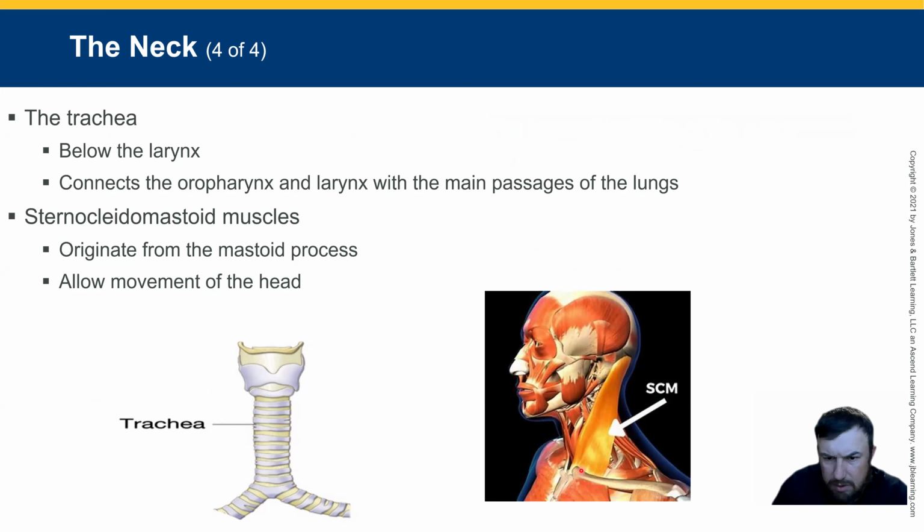It ties back here and then down here, and it keeps everything in line and kind of helps protect. I'm trying to read my notes here. It originates from the mastoid process of the cranium and inserts into the medial borders of each collarbone and the sternum at the base of the neck, allows movement of the head. That's what the SCM does.